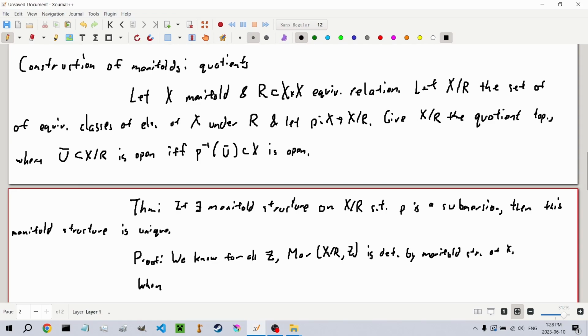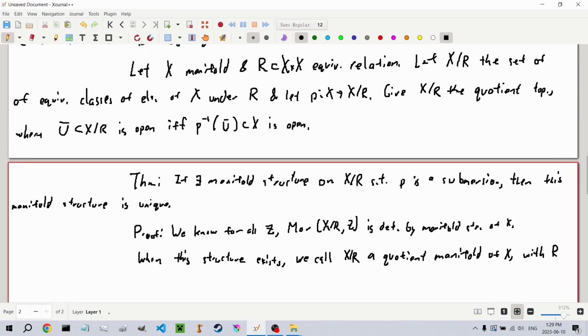So when this sort of manifold structure exists, that is, when we have the projection from the manifold to its quotient being a submersion, we call X over R with this structure a quotient manifold of X, with R now being called a regular equivalence relation on X.